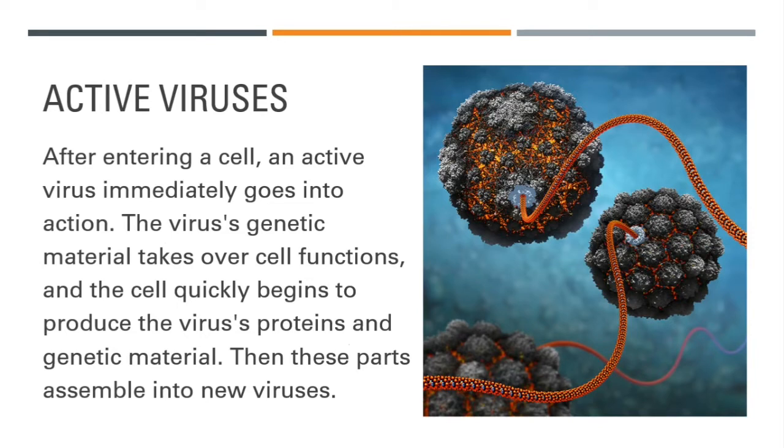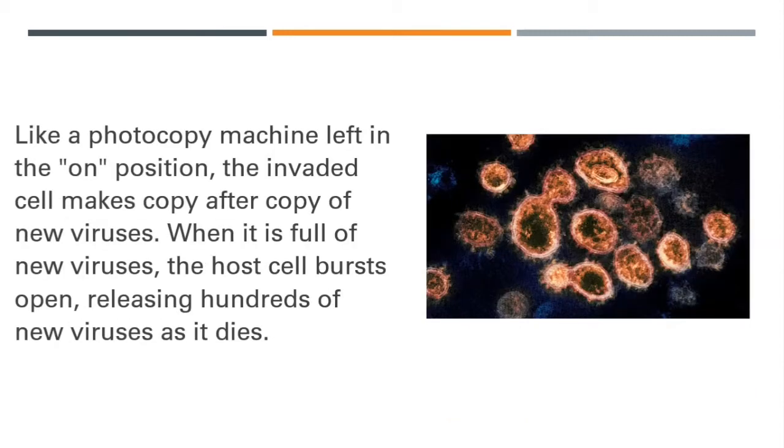Active viruses. After entering a cell, an active virus immediately goes into action. The virus's genetic material takes over cell functions, and the cell quickly begins to produce the virus proteins and genetic material. Then these parts assemble into new viruses. Like a photocopy machine left in the on position, the invaded cell makes copy after copy of new viruses. When it is full of new viruses, the host cell bursts open, releasing hundreds of new viruses as it dies.